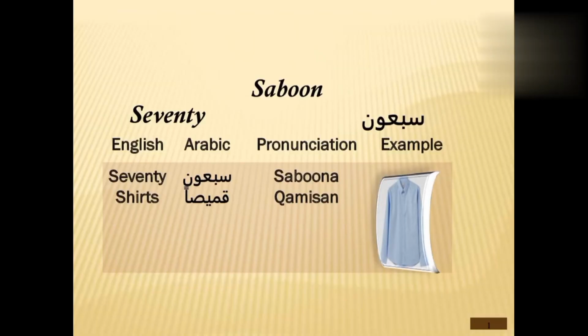Now see 70 number. For 70 number we use in Arabic Sab'un. Sab'un means 70. See the example. 70 shirts. For 70 shirts we can say in Arabic Sab'una qamisan.